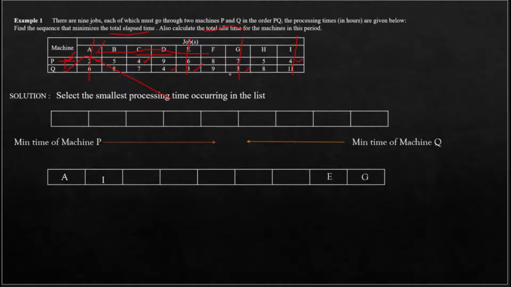Next, the fourth one is the D job in machine 2. Machine 2 means it goes right to left, so I am placing this job next to the E job. And next we have the C job from machine Q, so I am placing it next to the I job. And next I am eliminating this C job and the D job also.